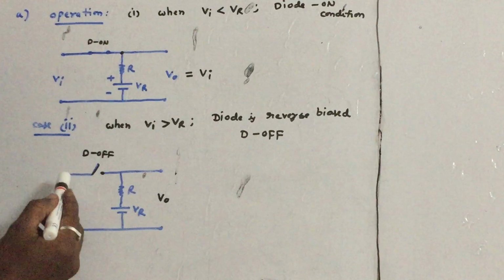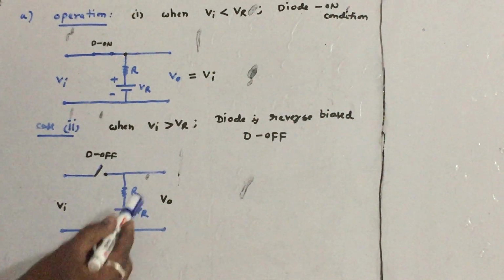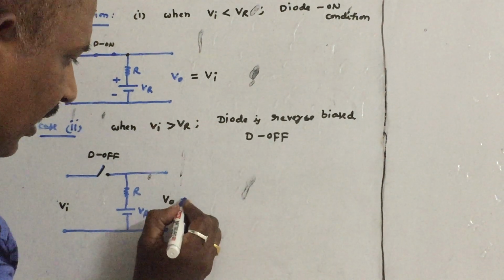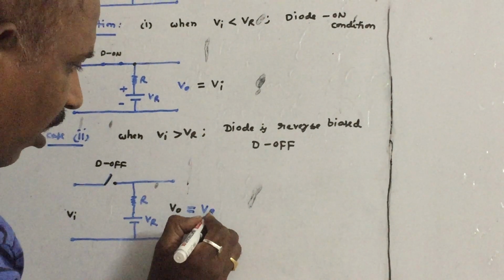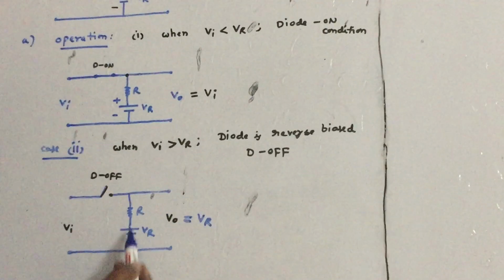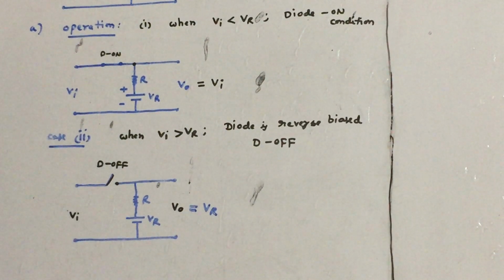You can see that there is no current flowing through this loop because the input is 0. So from the network knowledge, the drop across the resistor is 0. Therefore the branch voltage is VR. So therefore the output voltage is directly equal to VR.